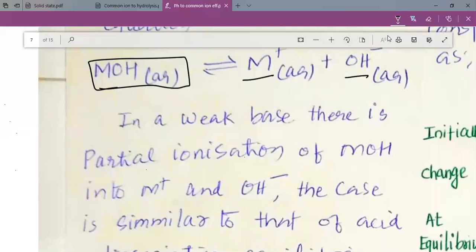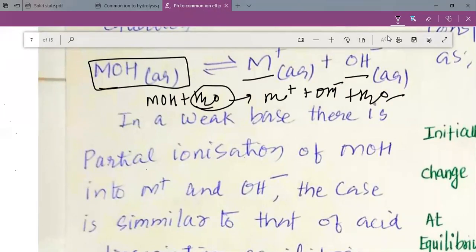We can even write the same equation as MOH added to water, that will give us M plus and OH minus, and this H2O will remain as H2O only. So generally we do not write the water, because there is no meaning in writing it, as there is already OH minus present, and when these are added to water, they just undergo the process of ionization or dissociation, and we get OH minus.